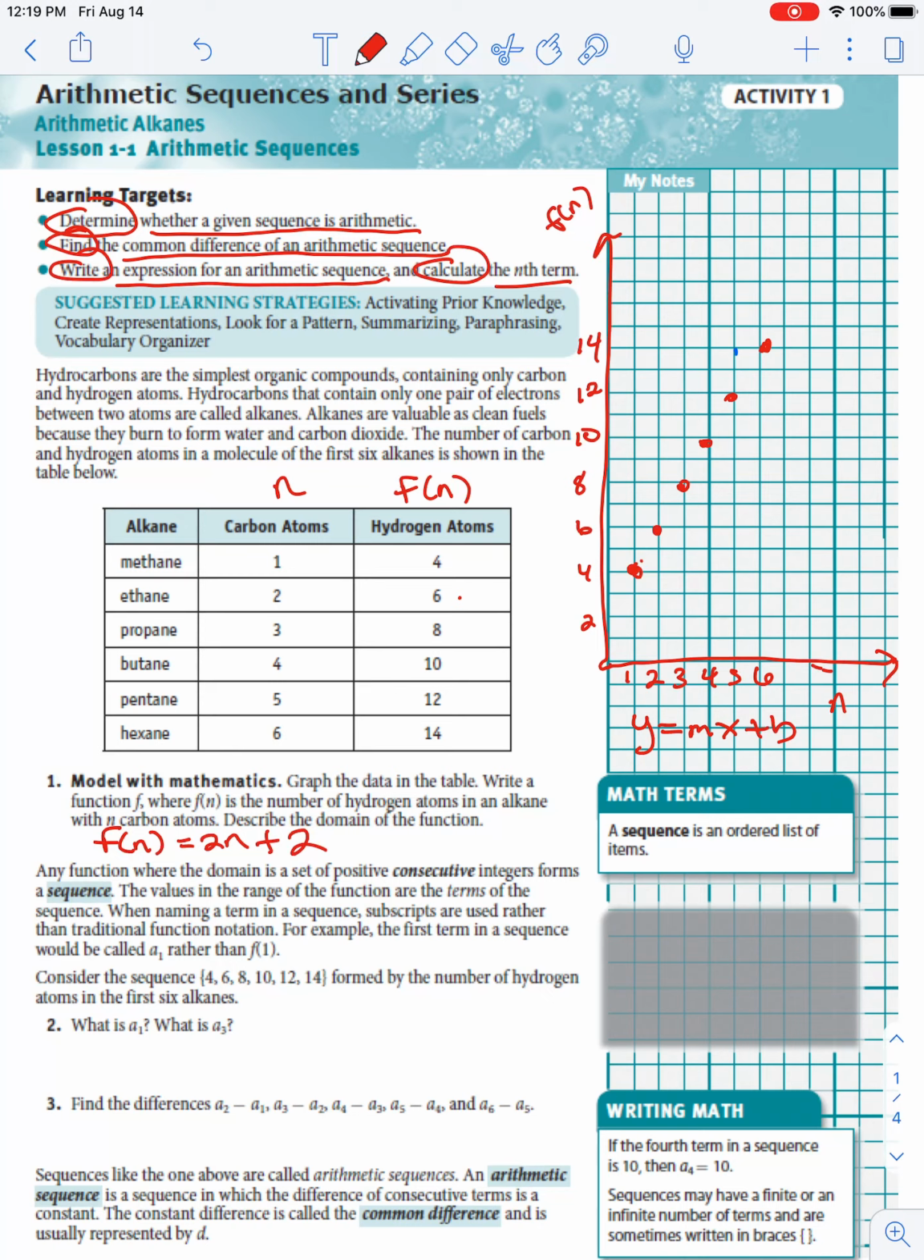The domain is going to be, it looks like our domain are just these positive integers, 1, 2, 3, 4, 5, 6, and so on. So for our domain, we're going to say our domain is n is a positive integer.